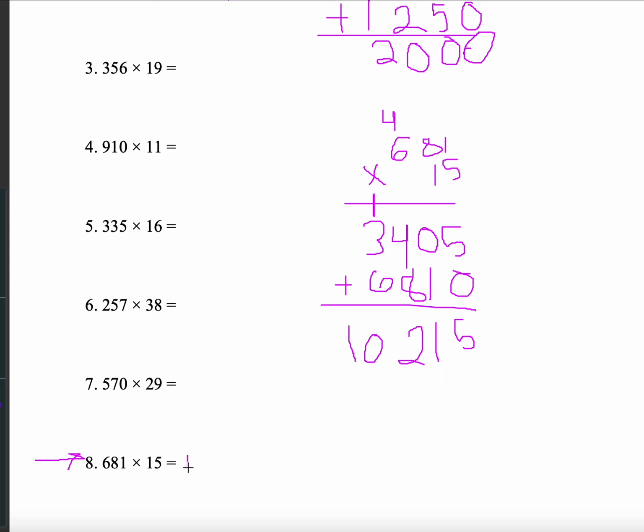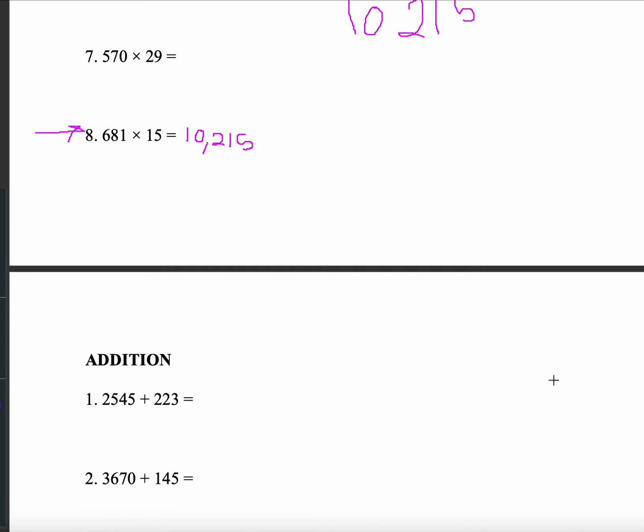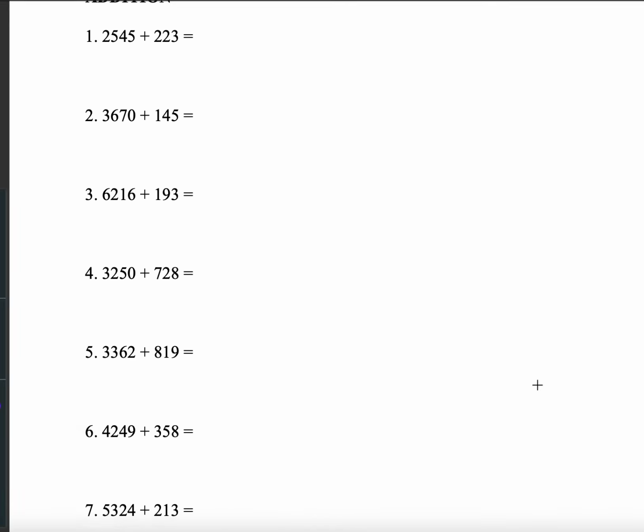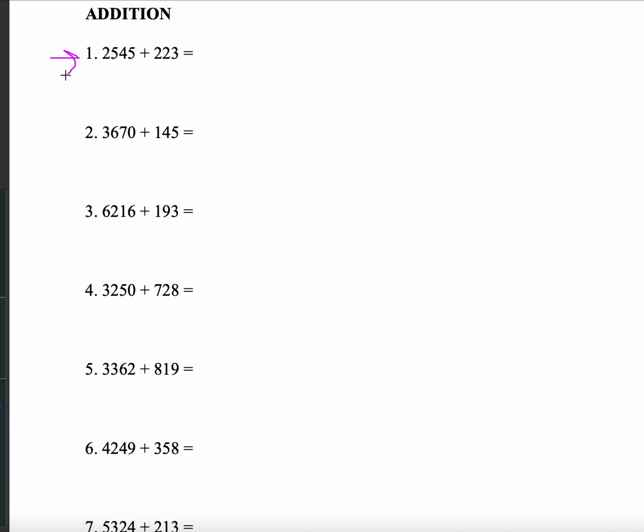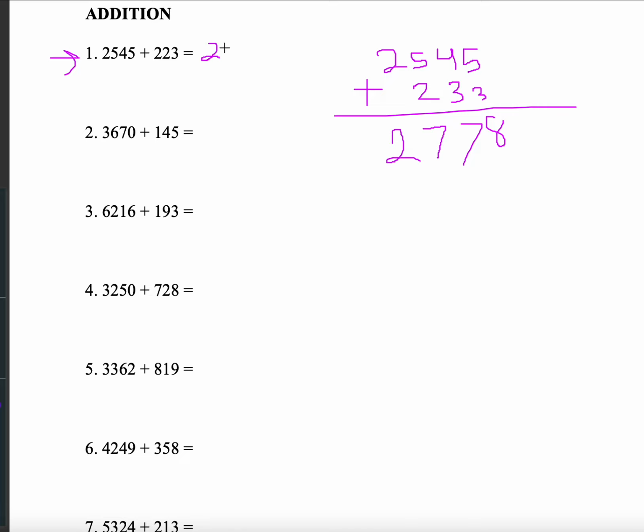So 681 times 15 is 10,215. Here, let's look at number 1. 2,545 plus 233. So 5 plus 3 is 8, 4 plus 3 is 7, 5 plus 2 is also 7, and 2 plus 0 is 2. So 2,545 plus 233 is 2,778.